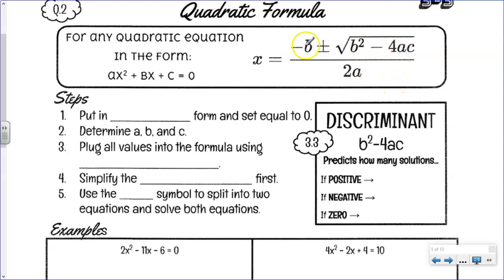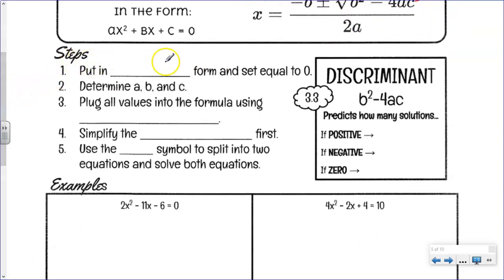Okay? So it's negative b plus or minus the square root of b squared minus 4ac. This, you should realize, is what we used yesterday to find the discriminant. Okay? Divided by 2a. So you're going to put this in here and plug and chug. Okay? So you put the equation in standard form if it is not already in standard form. Okay? And set it equal to 0. So that's what we were learning yesterday. That's what we have to do.